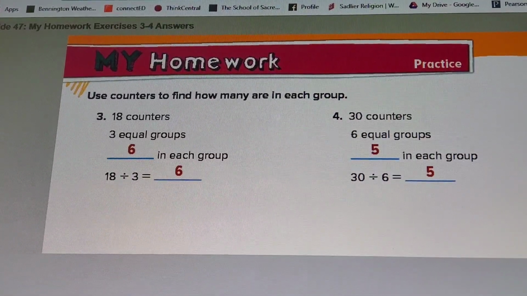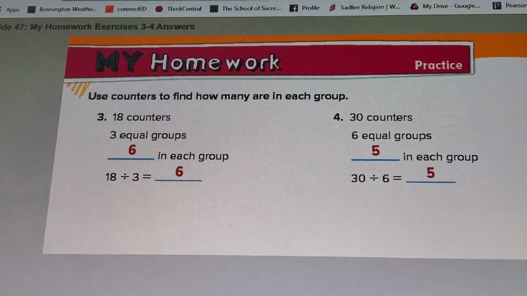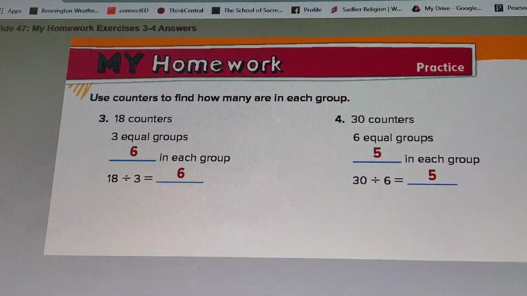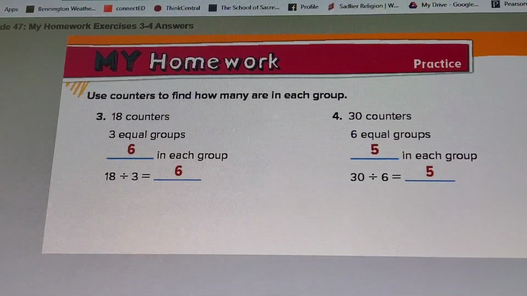18 divided by 3 equals 6, 6 in each group. 30 divided by 6 equals 5, 5 counters in each group.